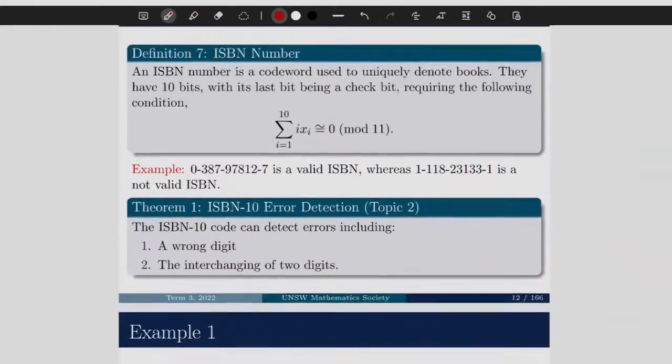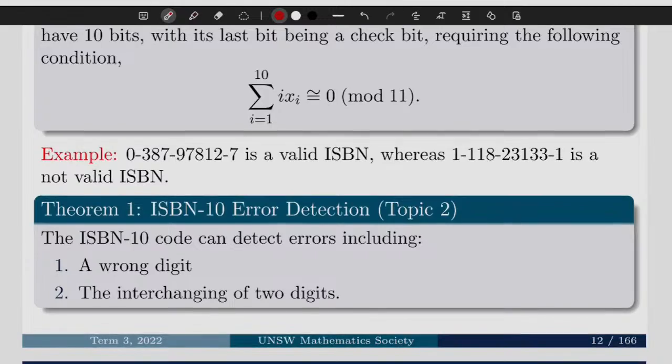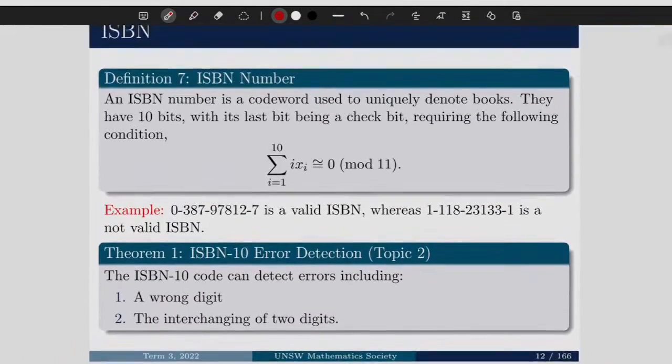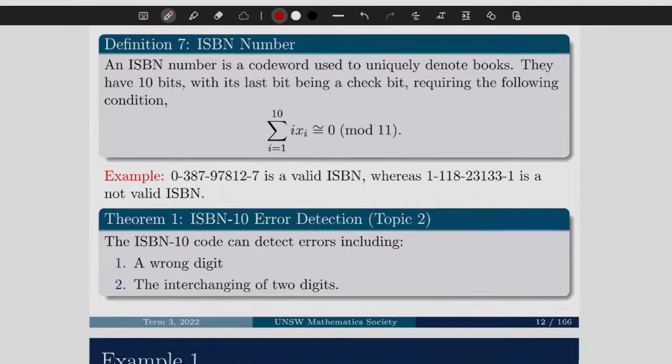Oh, JK. This allows us to do 2 error corrections, whether it's a wrong digit or an interchanging of 2 digits. Thomas Bruce did a really good proof of this. That's in our lecture notes as well. So if you guys want to take a look at that, please do, but I'm not too sure if that's exactly necessary. We just need to know that we can detect errors, right?